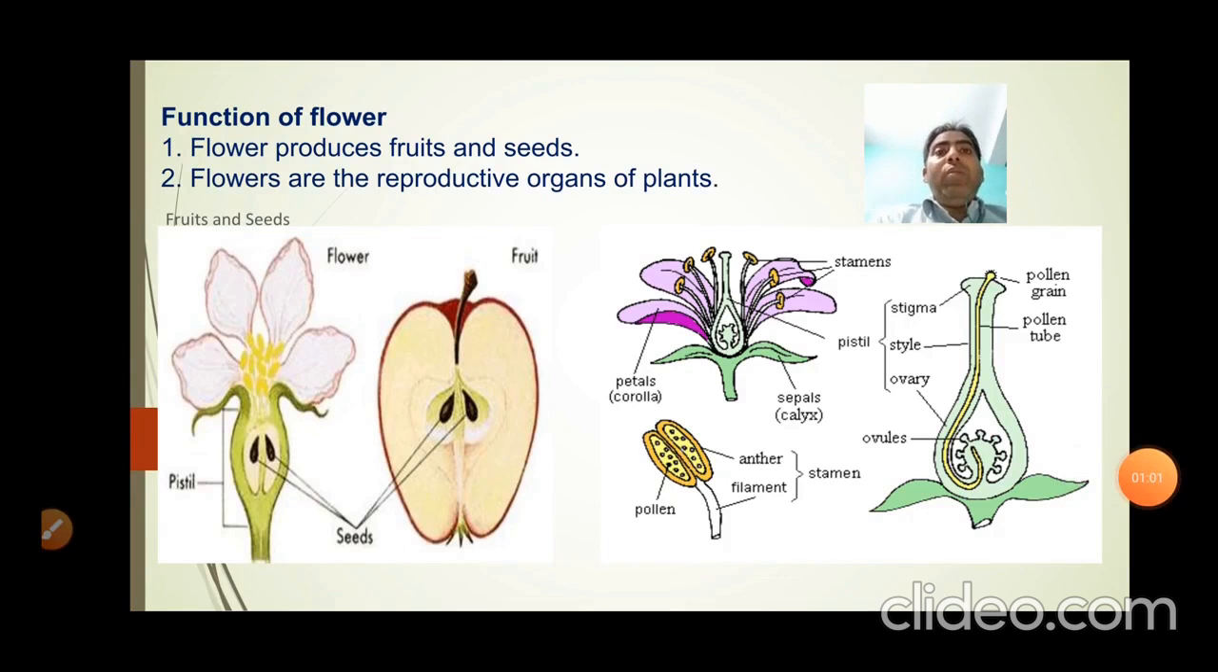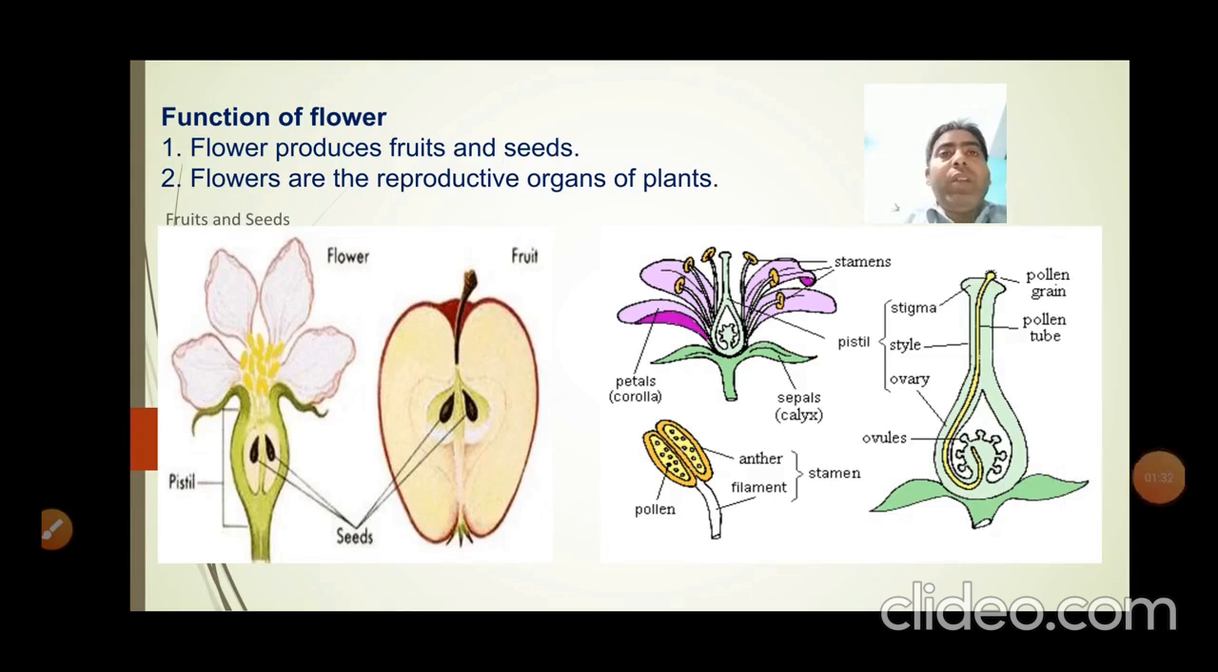Now we are going to discuss a few points on the structure, the four main parts of the flower. First one is sepals, second one is petals, third one is the stamen, and the pistil. We know that the stamen is the male part of the flower and the pistil is the female part of the flower. Another name of pistil is carpel.